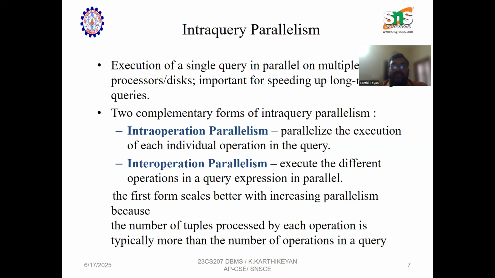The first form scales better with increasing parallelism because the number of tuples processed by each operation is typically more than the number of operations in a query.